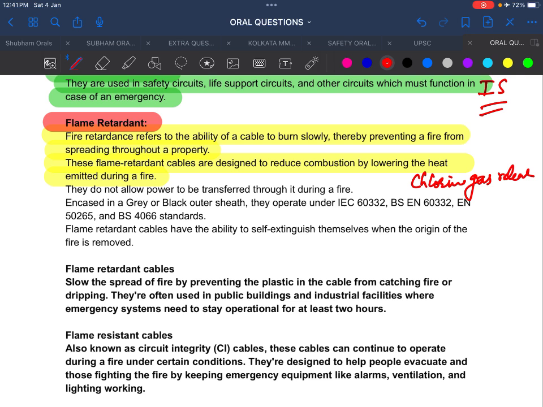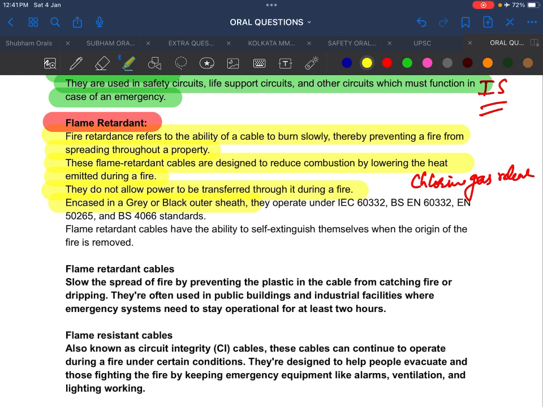Even after that, let's suppose the fire stops, it has the self extinguishing property because the chlorine gas is continuously released and it surrounds the cable, so no oxygen will enter inside the cable and it extinguishes the fire. Okay, this is a very special property of this cable. They do not allow power to transfer through them during a fire. But here I already told you, if there is a fire, it will not allow power to be transferred. The power will cut. And encased in a gray and black outer sheath, the outer sheath of the cable is gray or black in color.